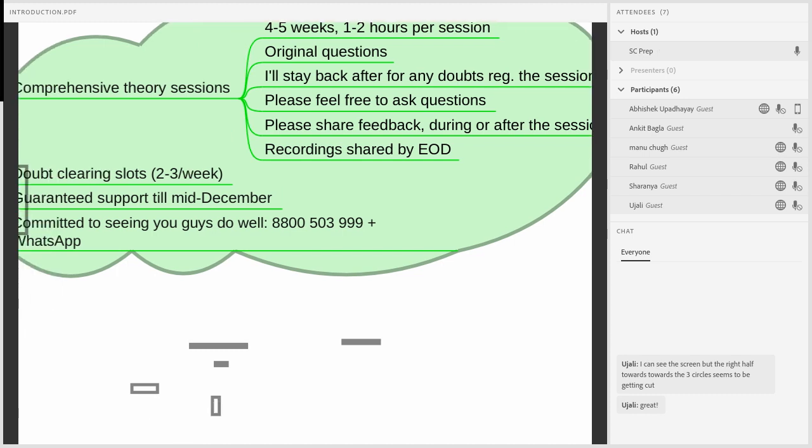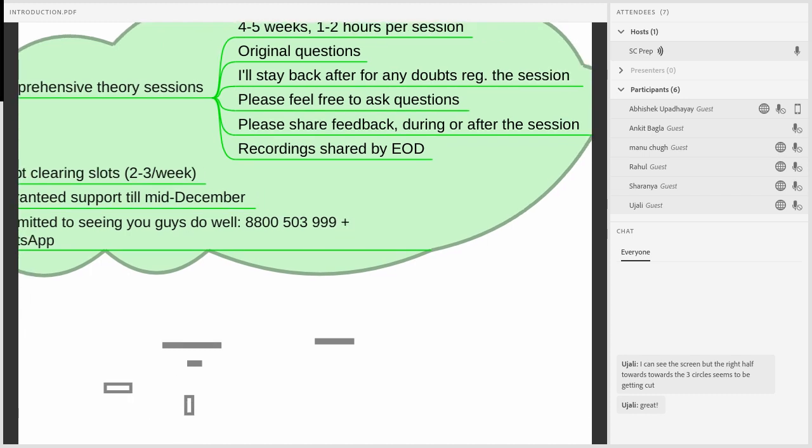And finally, all of these sessions are being recorded. I hope everyone's okay with that. These sessions will be shared with you by end of day. We're trying to automate the process, so for the first day, that's today, it may not happen very quickly. It might take a little bit of time, so bear with us. But afterwards, it should become a lot faster, a lot more regular. But yes, all the recordings will be shared with you.